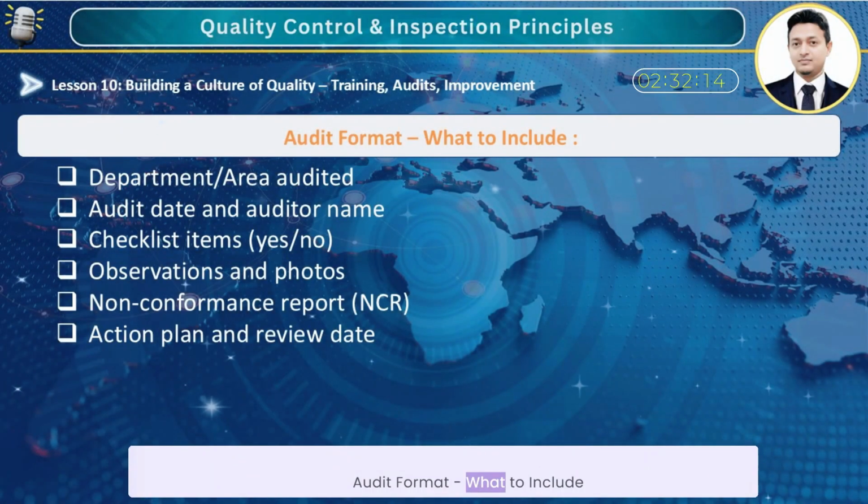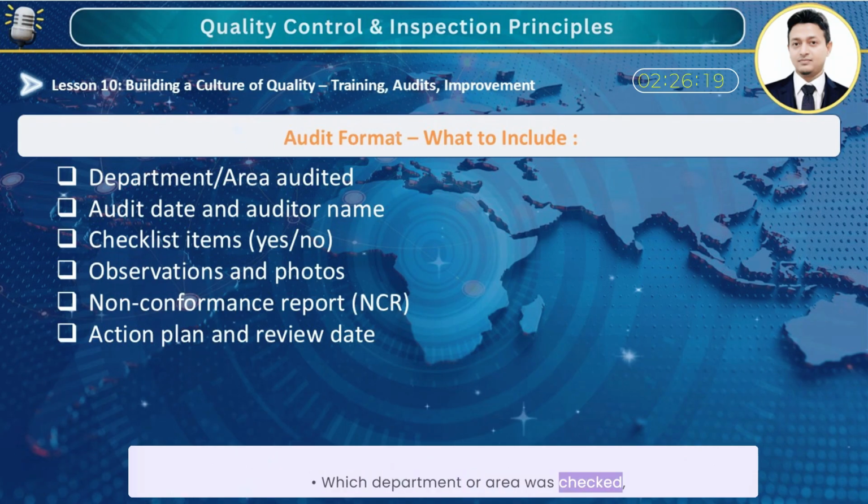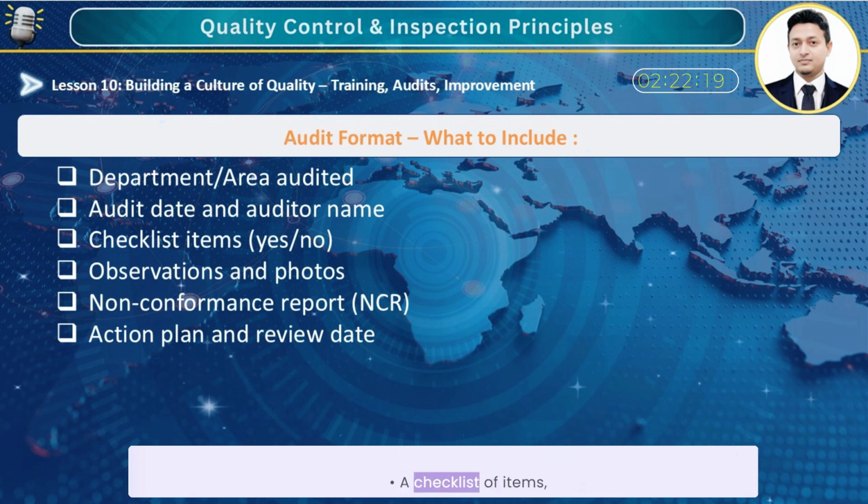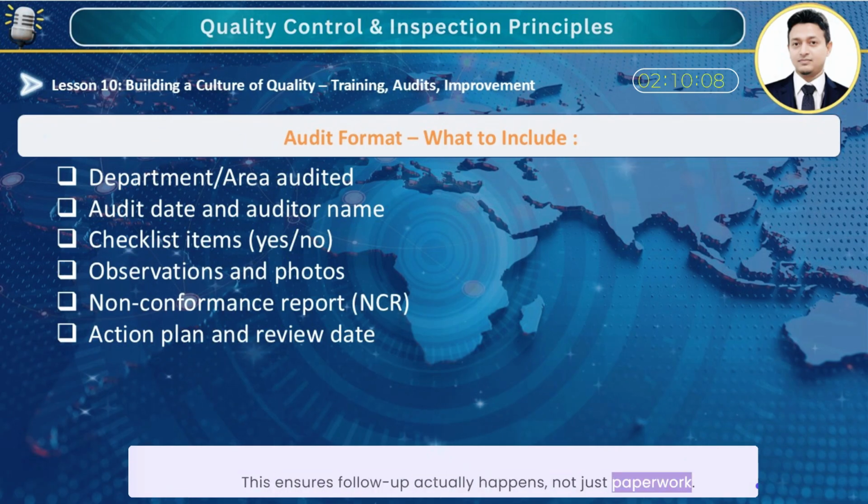Audit format, what to include. Every audit needs a clear structure. Which department or area was checked? The audit date and auditor's name, a checklist of items, observations and photos, a non-conformance report, and an action plan with a review date. This ensures follow-up actually happens, not just paperwork.